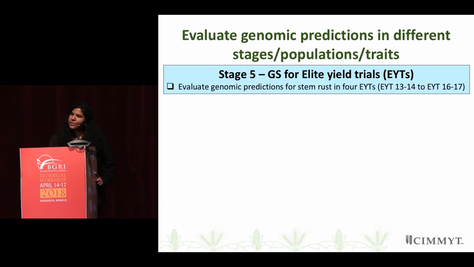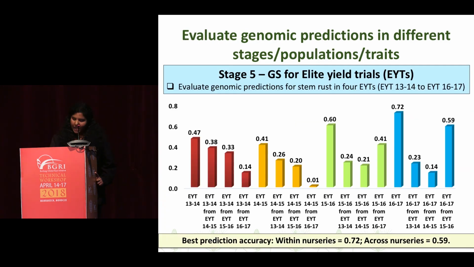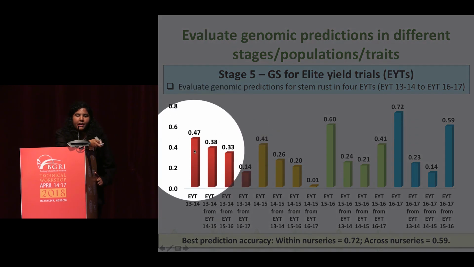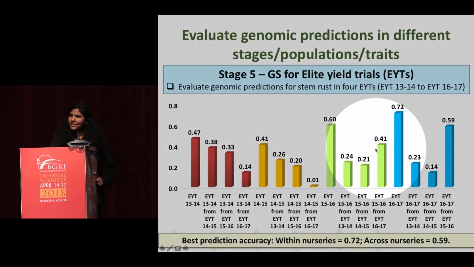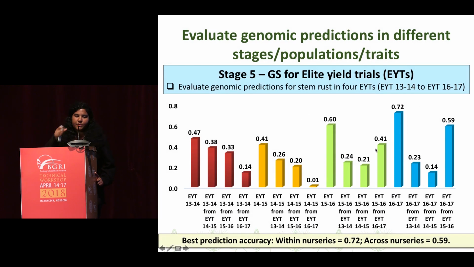And moving on, we've also done genomic selection with stem rust in our EYTs, and here are the results. They look great and very promising to me. The taller bars in every nursery here reflect cross-validations just within years, and the shorter bars are usually across-nursery predictions: when you use a different nursery to predict this nursery, what kind of accuracies do you get?